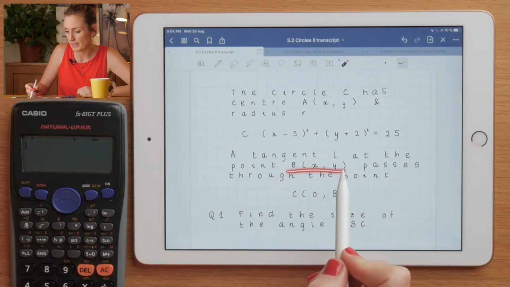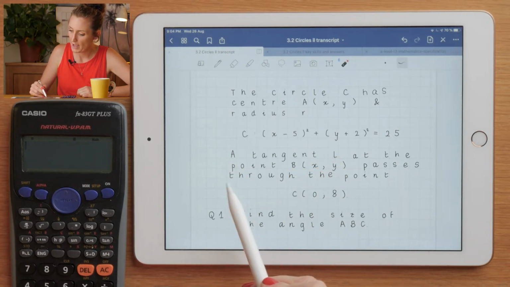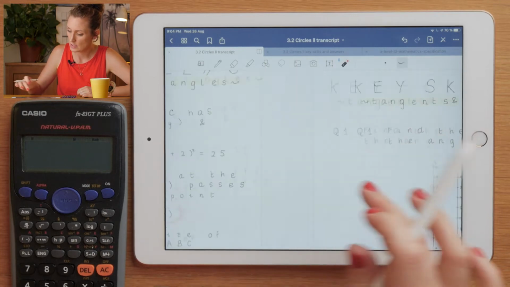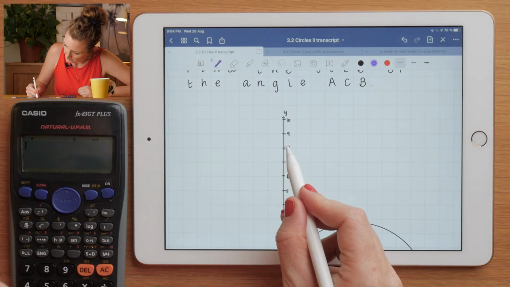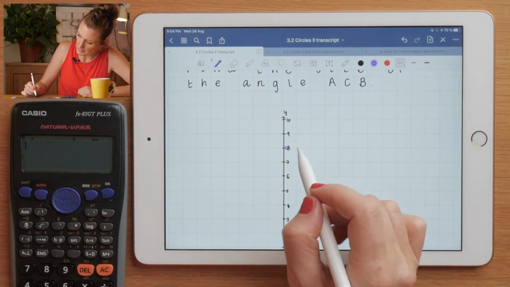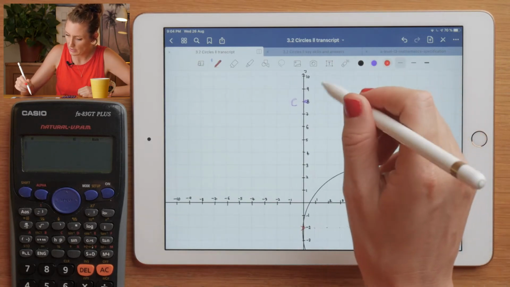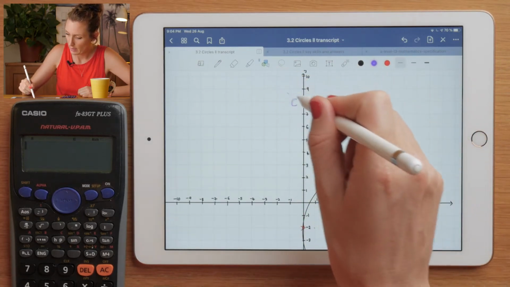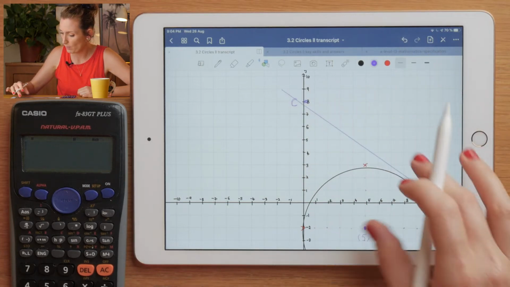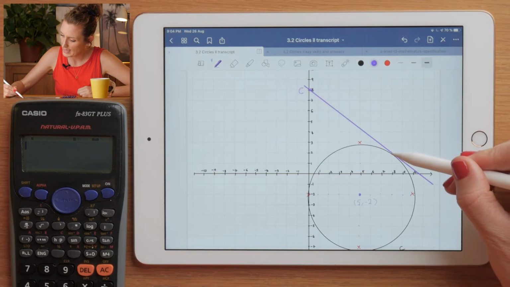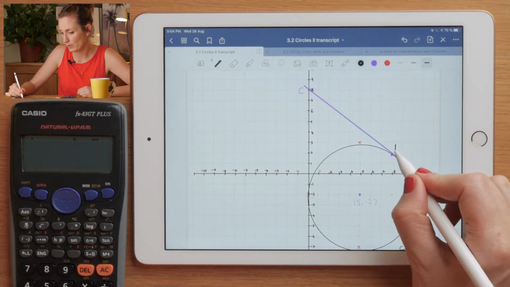Now we don't know what B is at this moment, but we do know that the tangent L passes through the point (0, 8). So we're going to mark that here. C is (0, 8). Okay, so that will be (0, 8) here. That's point C. So we know that the line's going to come through here and it's going to hit the circle at exactly one point, and that point where the tangent intersects with the circle we called point B.